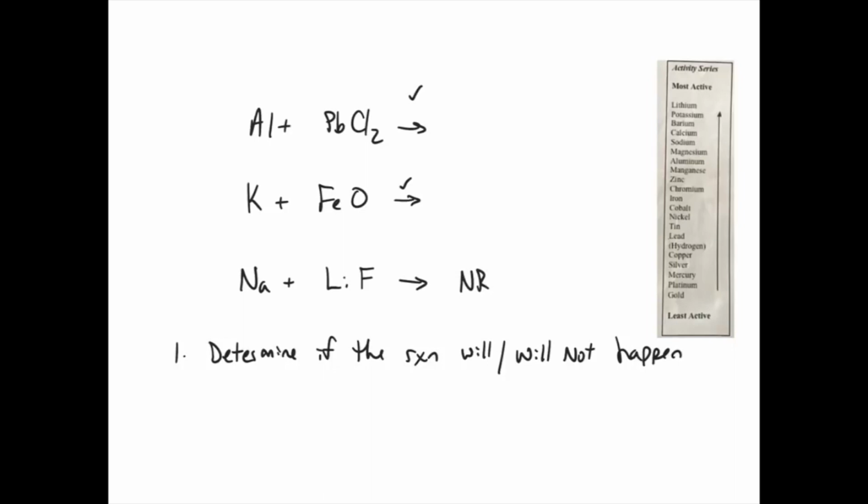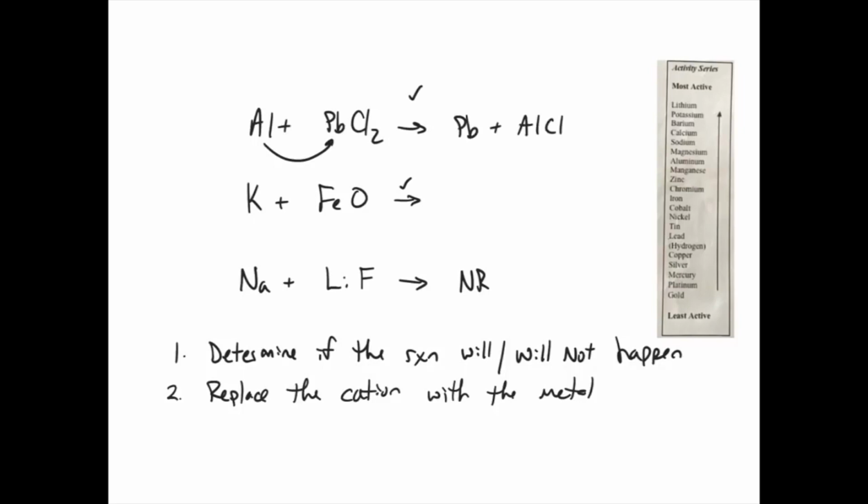NR, or no reaction, means this reaction will not proceed. So now that you've determined whether or not the reactions happen, the first two indeed do happen and the last one doesn't, we then do step 2, replace the cation with the metal. So I'm going to come in and I'm going to kick out lead. So lead's by itself, and now aluminum is going to be with chlorine. And for this next one, I'm going to kick out iron. So iron's by itself and potassium is with oxygen.